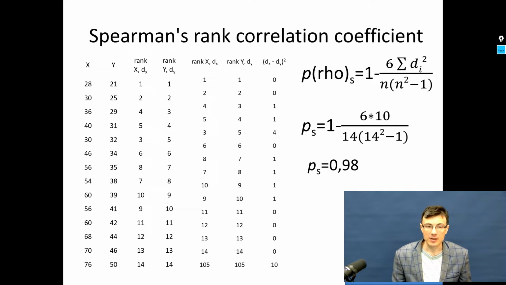So after the calculation of Spearman's coefficient, we see that it's 0.98. It's very close to 1, so we have a strong correlation between our ranks and our two samples, and it's very clear.